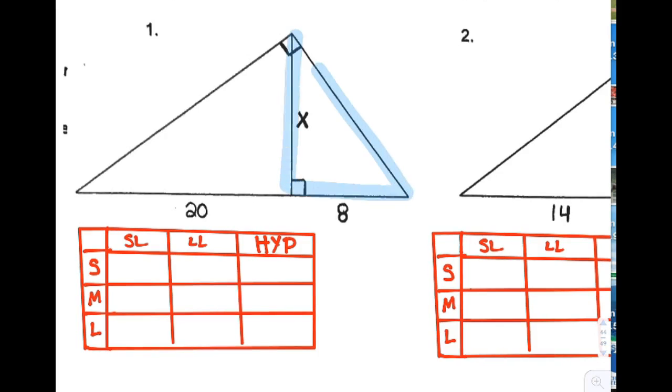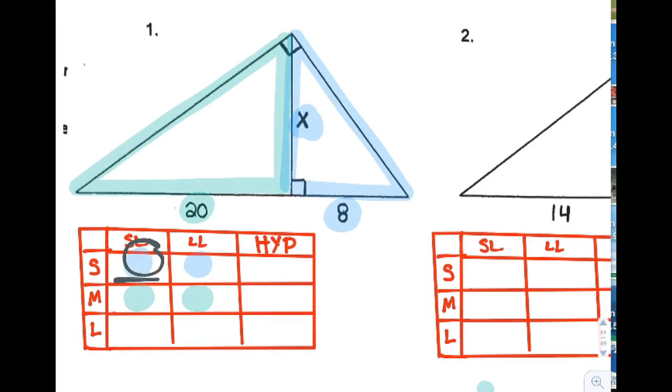Here we have the small triangle on the right, and we know the short leg is 8 and the long leg is x. And then we have the medium triangle, because we know two parts of that too. And the short leg of that is x, and the long leg of that is 20. So x is the long leg in the blue one, but it's also the short leg in the green one. And there is your fraction right there. You'll cross multiply and solve.